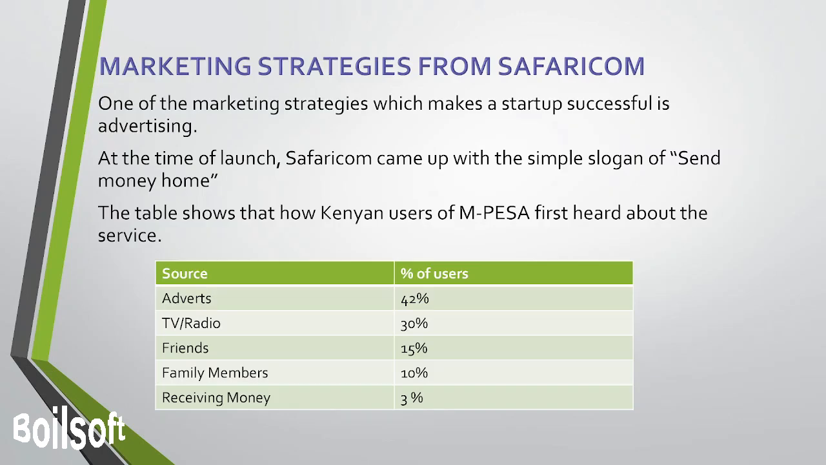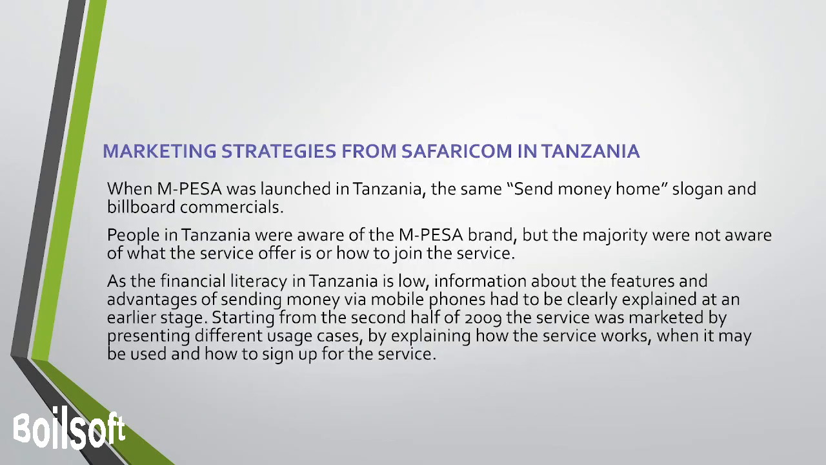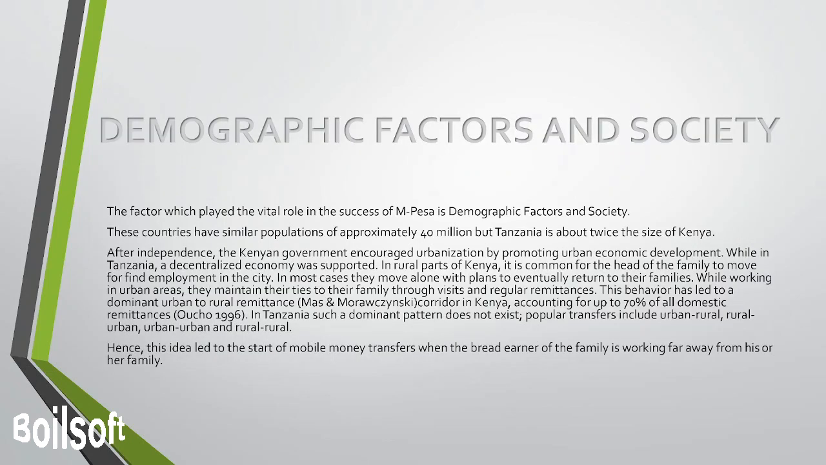They came with the slogan "Send money home," and as you can see, many users got to know about M-Pesa from different sources. However, this slogan failed in M-Pesa due to the low financial literacy in Tunisia. But in the second half of 2009, it became successful. Here it is explained how it attracted people around Kenya and Tanzania, especially those working in urban areas whose families live in rural areas.